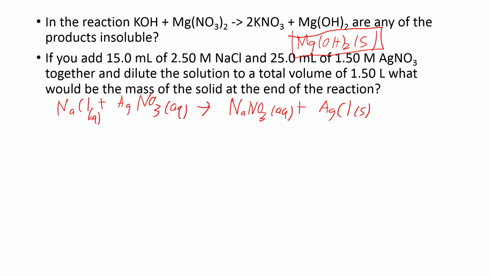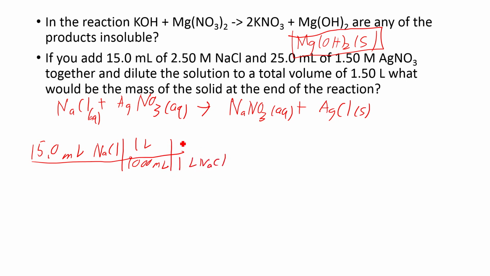So for this one, we're going to need to know how many moles we have of both the salt and of the silver nitrate. That way we can figure out which is going to be our limiting reactant. So we need to find the moles of each as our first step. So if I have 15.0 milliliters of NaCl, I can convert that using 1,000 milliliters in 1 liter. We also know that for every 1 liter of NaCl, there's going to be 2.50 moles of NaCl.